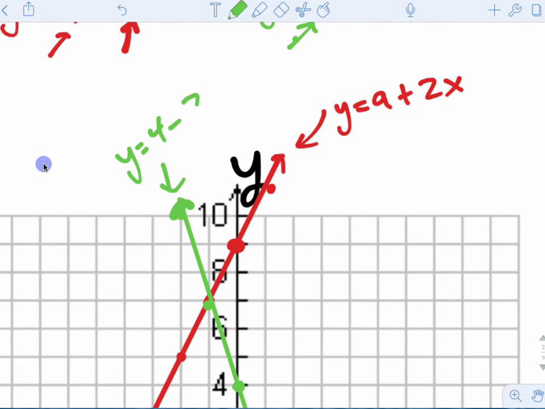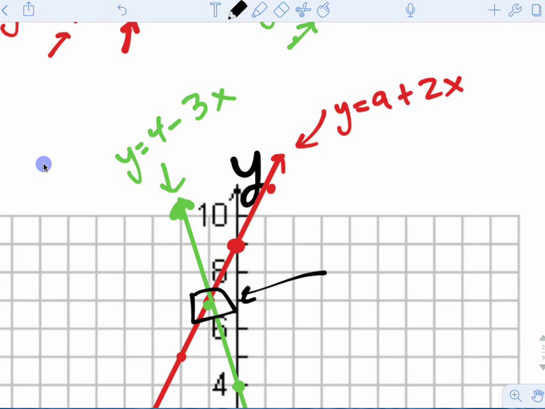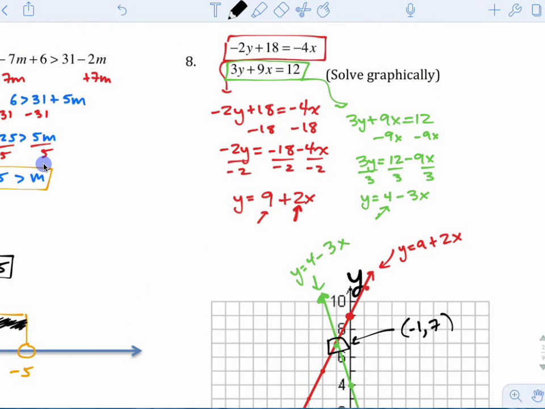And it is clear that they intersect at the point negative 1, comma 7. And so that means that since it is on the green line and the red line, that ordered pair should make both the green equation and the red equation true at the same time. Let's check just to make sure.